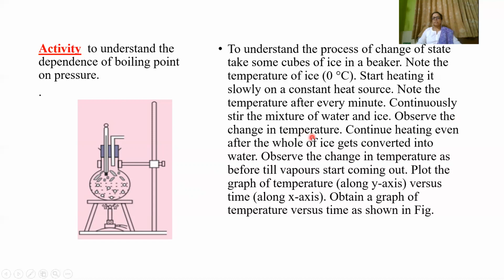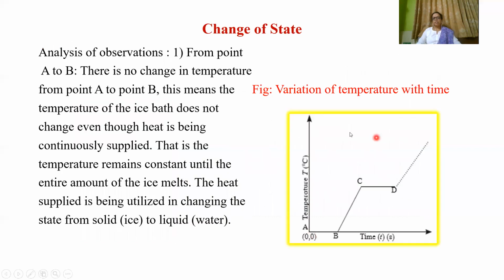Observe the change in temperature. Continue heating even after the whole ice gets converted into water. Observe the change in temperature as before till water vapor starts coming out. Then plot the graph of temperature versus time, with temperature along the y-axis and time along the x-axis, as time is an independent quantity and hence it should be plotted along the x-axis. The graph will be as shown in the figure.